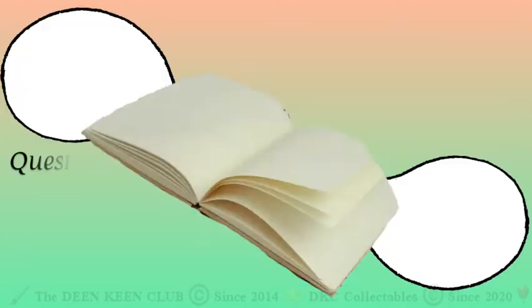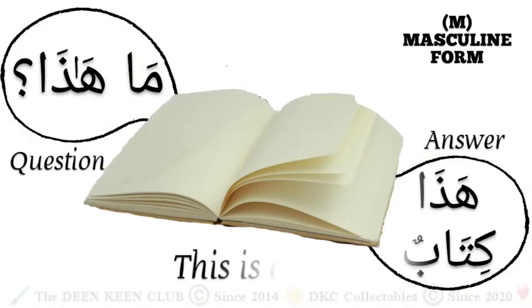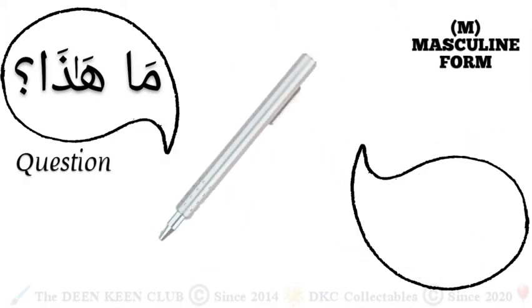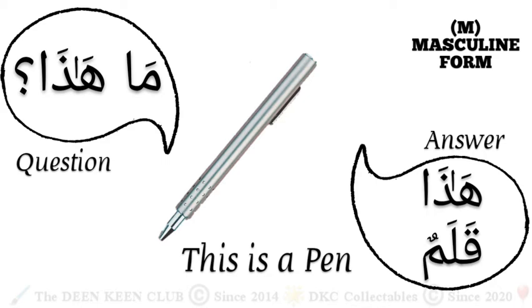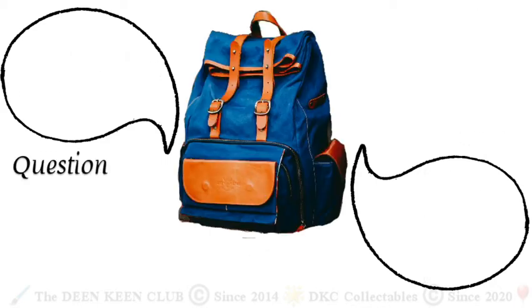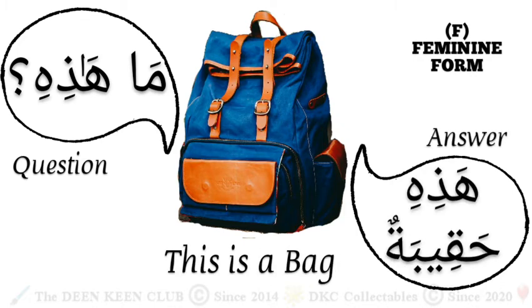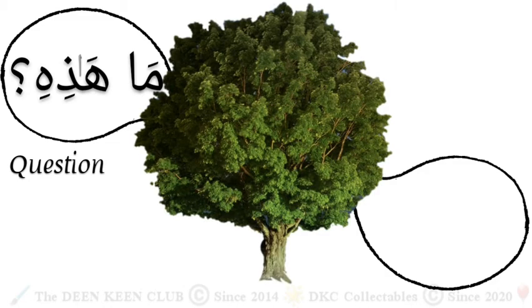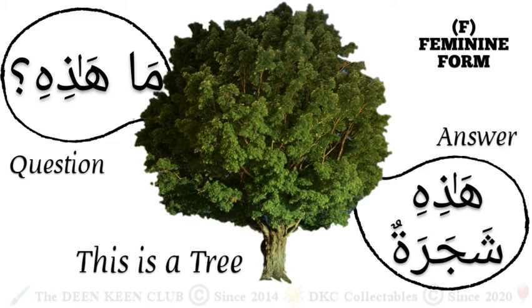Listen carefully. ما هذا؟ هذا كتاب. ما هذا؟ هذا قلم. ما هذه؟ هذه حقيبة. ما هذه؟ هذه شجرة.